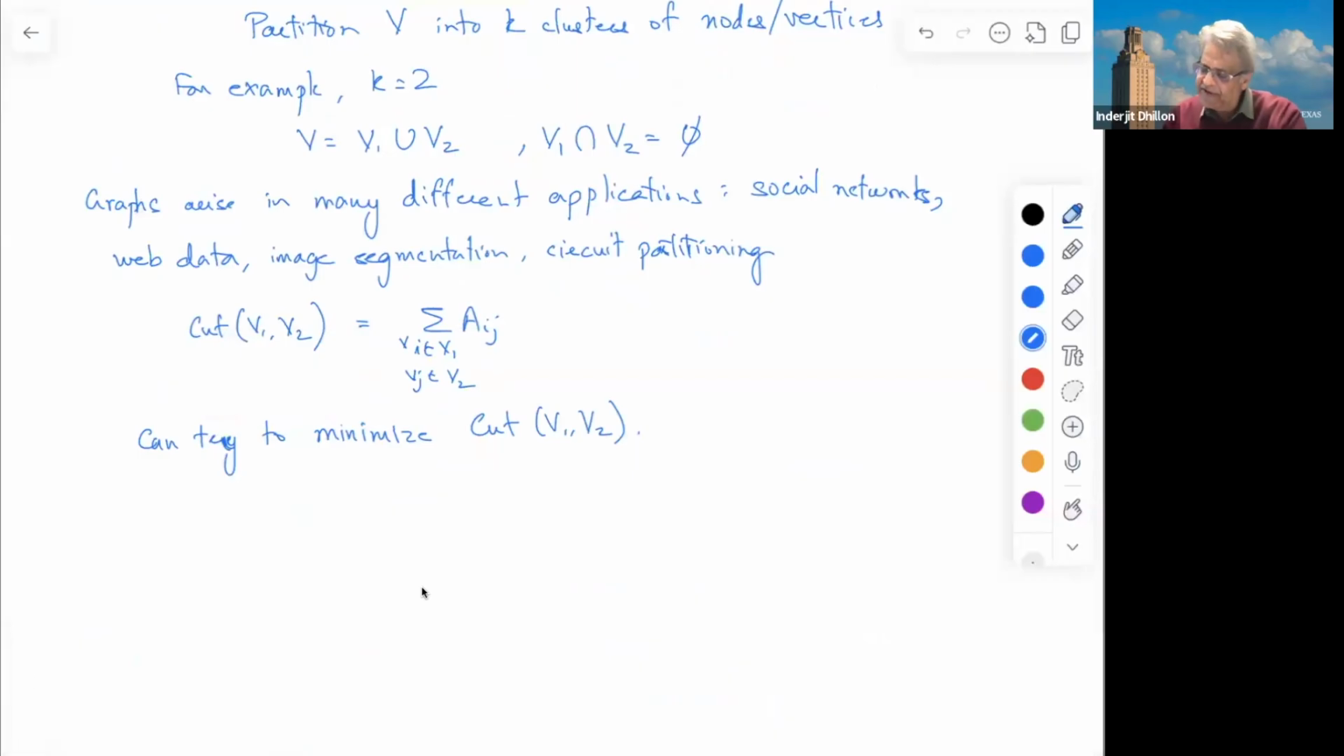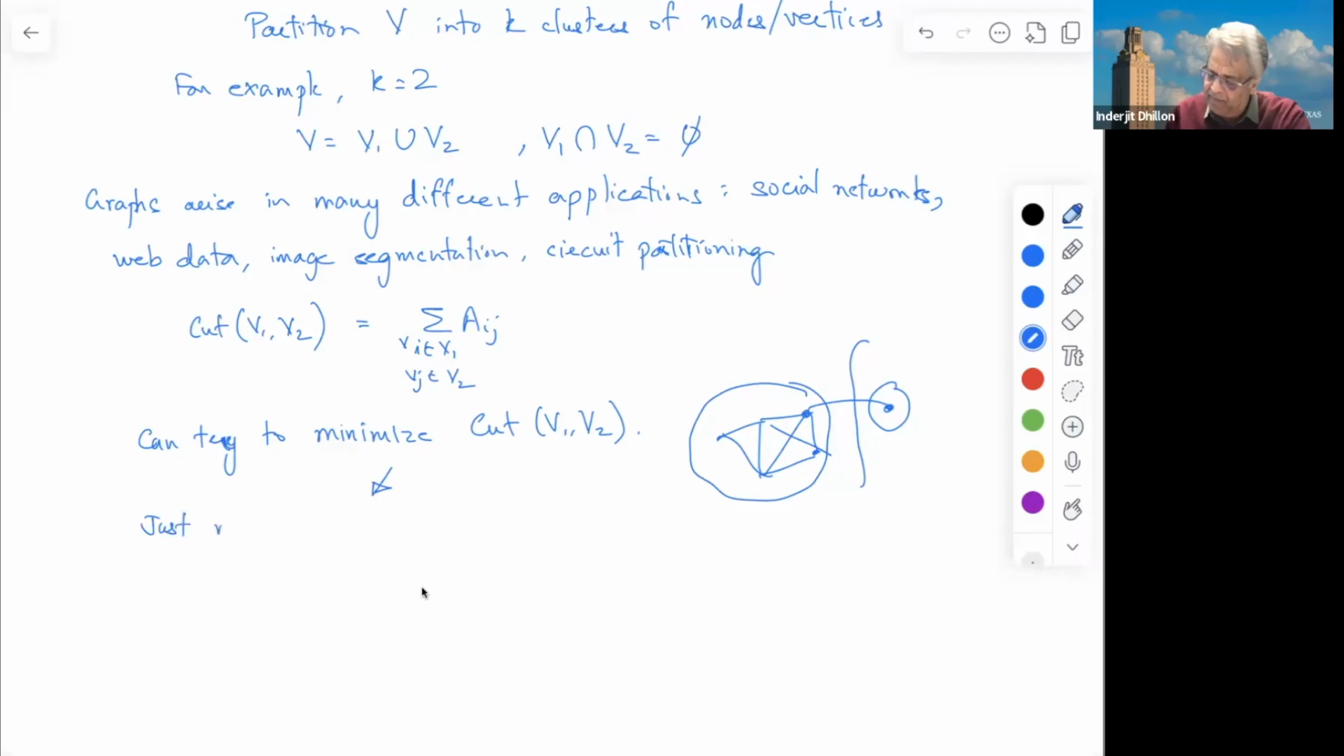Now, you could try to minimize the cut, but there are many graphs that appear in practice which may look like this. You have this one vertex over here, and if I try to minimize the cut, I'll partition it into this and this. Then somebody might say, the singleton node that you've cut into is not that interesting. So typically, if you just try to minimize the cut, it does not work well.